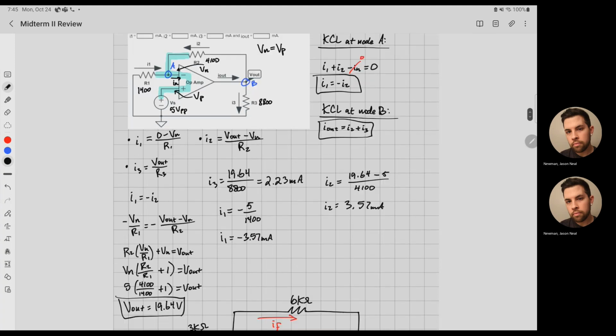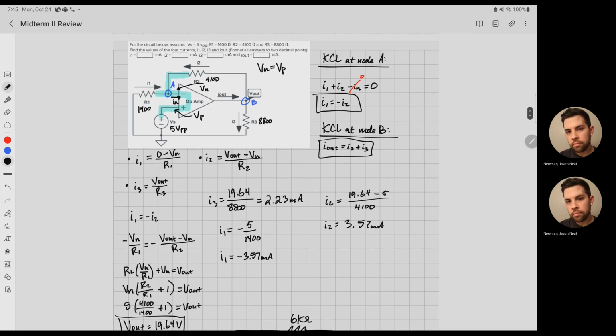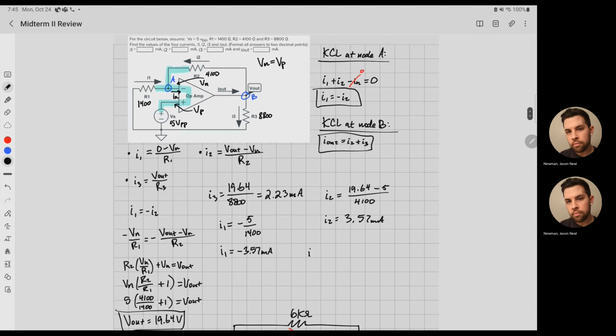Okay. Oh, we need finally I out. So I out is this one. So I2 plus I3. So I2 is right here, I2, 3.57 plus I3, 2.23. These are in milliamps.